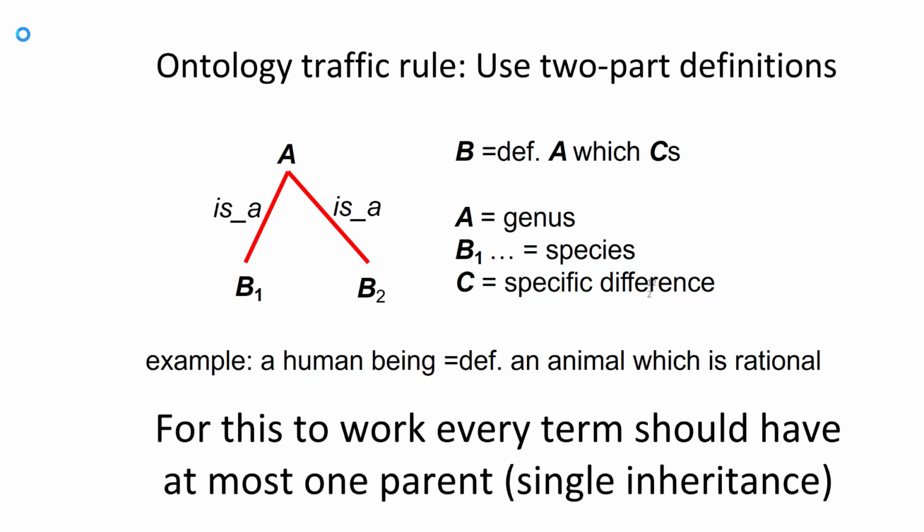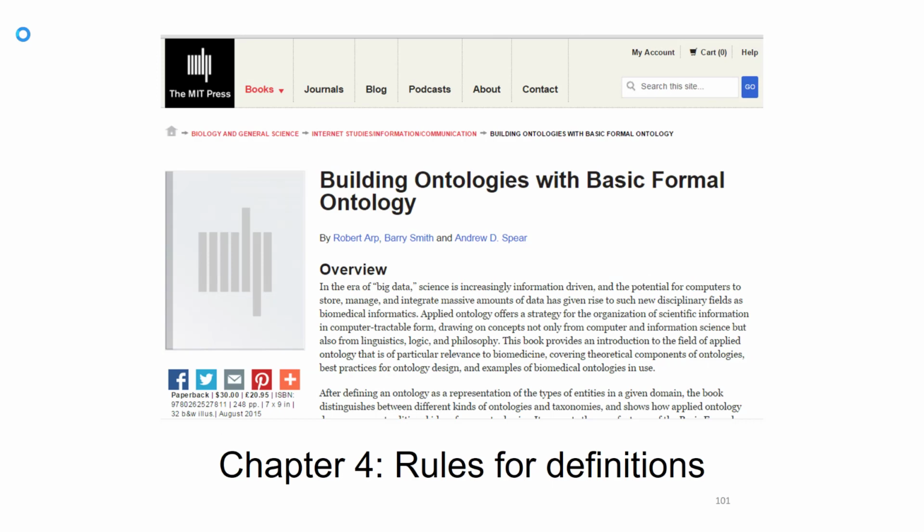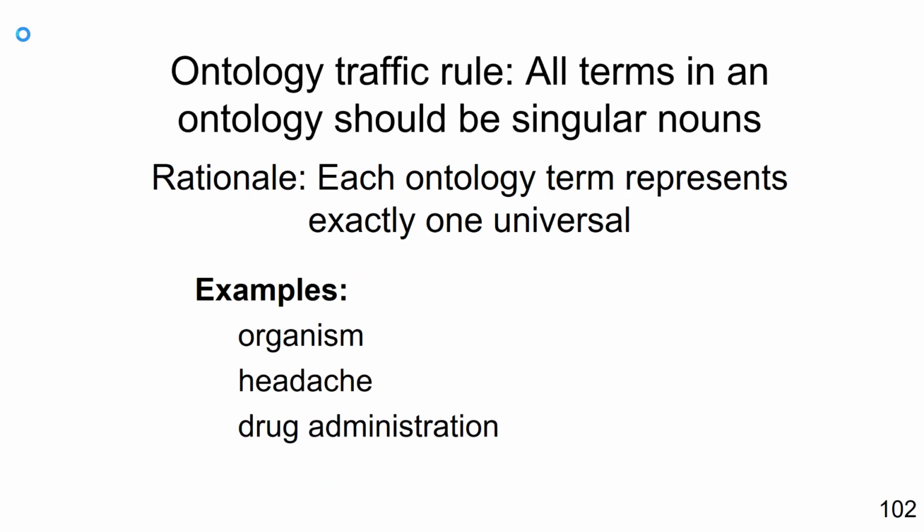You have the term you're defining. You then have the genus, the next highest term in your ontology, and then you specify the specific difference. What is it about these particular instances of the genus A which makes them instances of the genus B? The answer in this case is that they're rational. This means that every term should have at most one parent in the ontology, otherwise this traffic rule breaks. Because if you have two parents, you don't know which is the genus, which you should be using for the definition. So there are many rules for definitions like that in chapter 4 of the book.